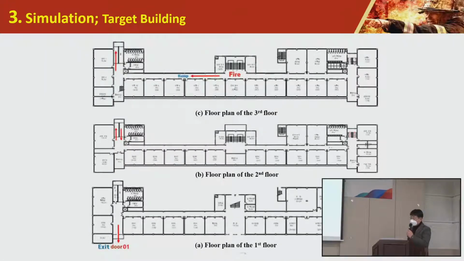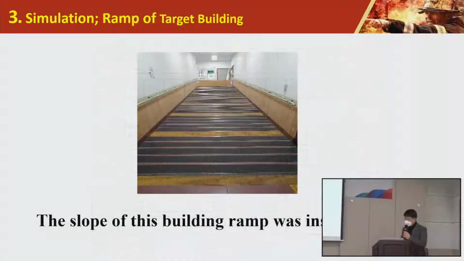This picture demonstrates a structural plan of the top-hat building. On this map, door 1 is the final evacuation exit. This slide demonstrates the length of the top-hat building. The slope was installed at 16 degrees.